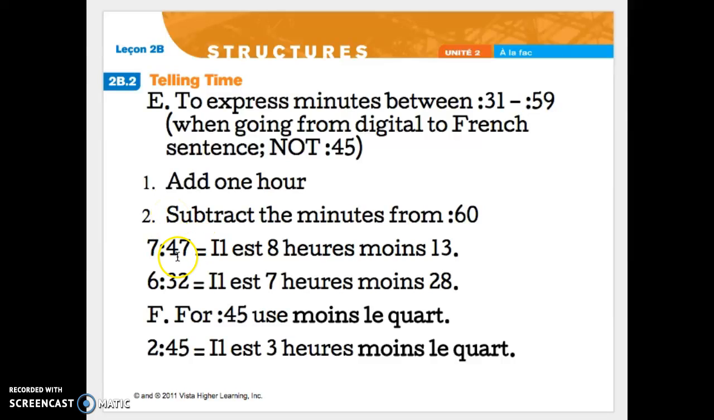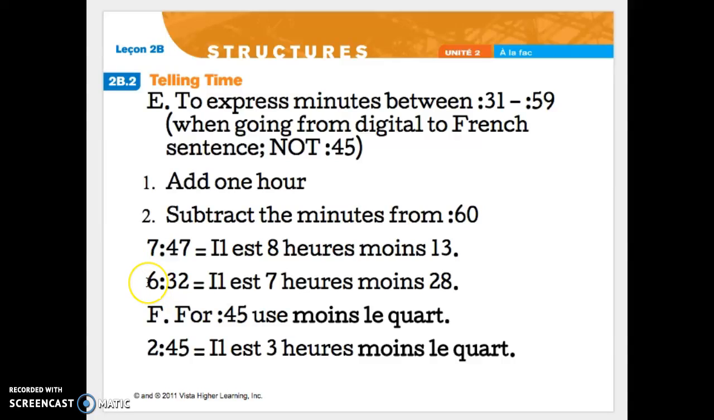The first thing that you have to check in any time-telling expression is: is the minute greater than 30? If the answer is yes, then you have to go through this two-step process when you do the French sentence. So 7:47, instead of looking like 7:47, it looks like 13 minutes until 8. So literally, it is 8 o'clock minus 13 minutes.